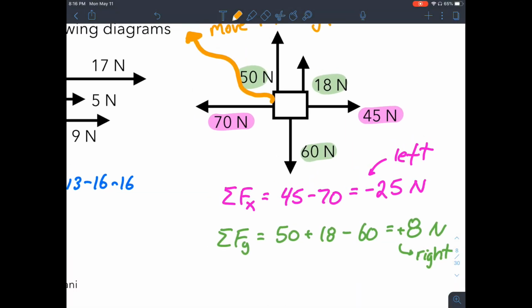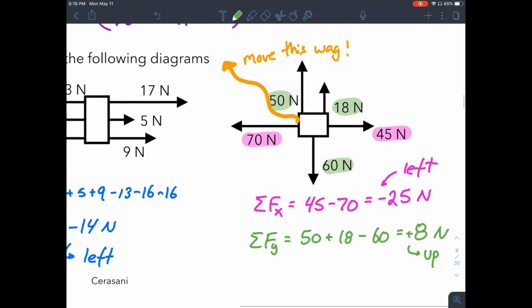Oh my goodness, but I messed up, didn't I? This is not right. This is our y direction. Positive for our y direction means up. My bad, I am so sorry. Right? Left and up. So that thing is going to move at an angle there, left and up, just like vectors, right?